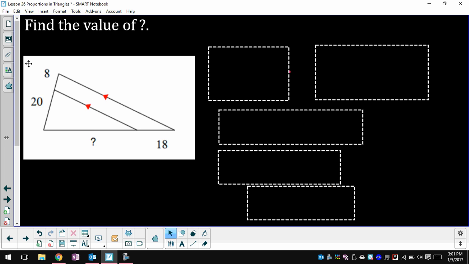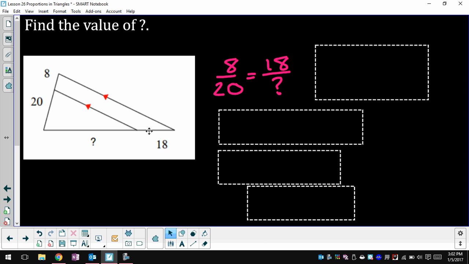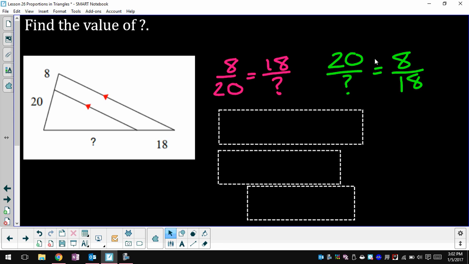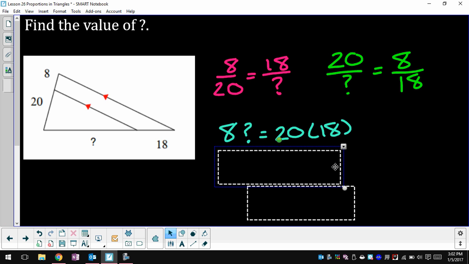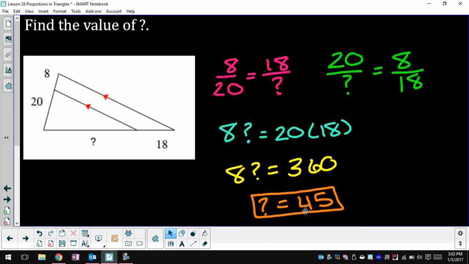Here, nothing tricky. I have this line, or this segment is parallel to this side. That's what the red arrows show you. I can do 8 over 20 and 18 over question mark. Or I can do it this way. I'll cross multiply, simplify, and I'll find out that this piece is 45 long. Which should make sense. If you look at the picture, it's the longest piece out of those 4.